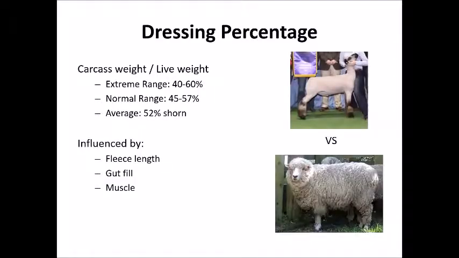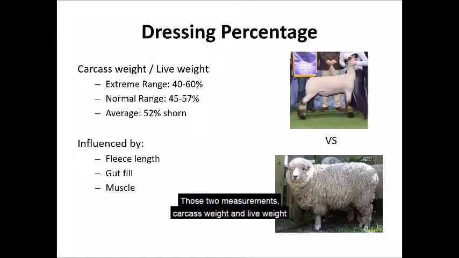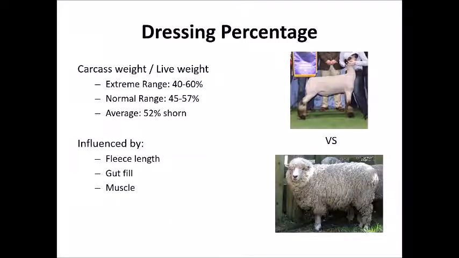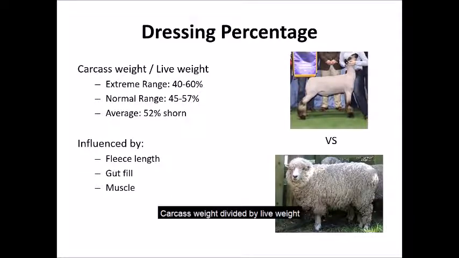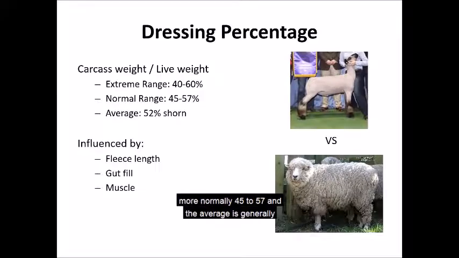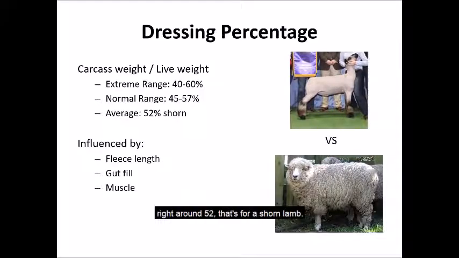Okay. Those two measurements, carcass weight and live weight, give us an indication of what's called dressing percentage. And you'll hear a lot of people mentioning this as a metric for their success and their meat quality, and that's not all bad. Okay? Carcass weight divided by live weight is dressing percentage. The extreme range is probably 40 to 60%, more normally 45 to 57, and the average is generally right around 52. That's for a shorn lamb.